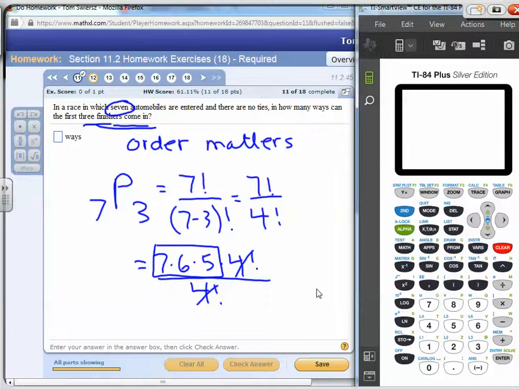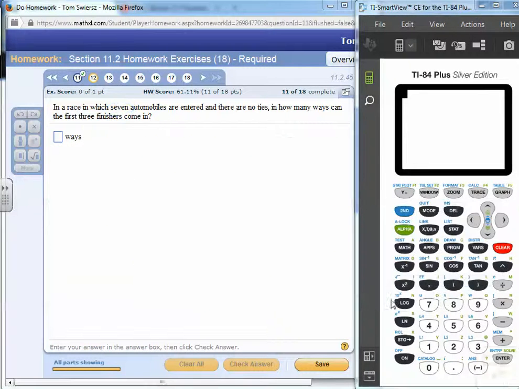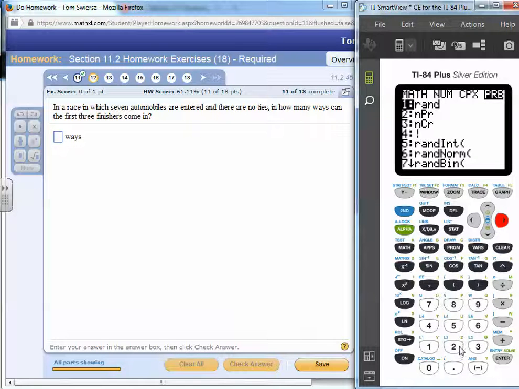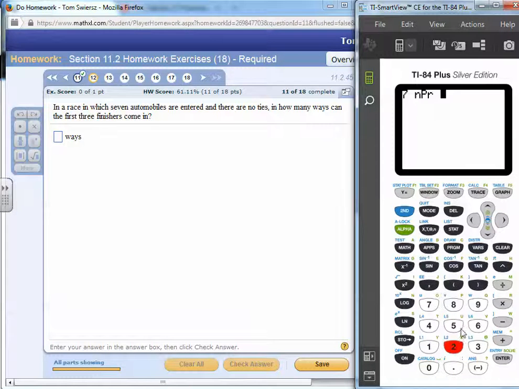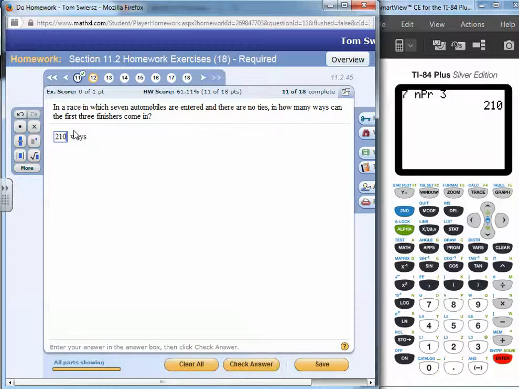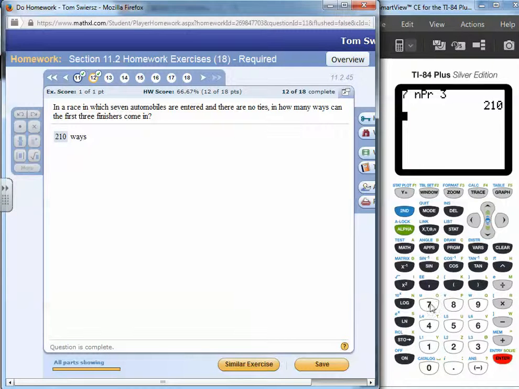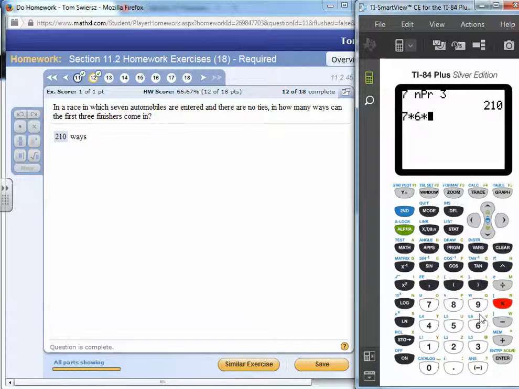Again, you put in the total number you're working with, which is 7, and then you go over to Math, PRB. We're doing a permutation, and we're selecting 3, the first 3 finishers, and there's the number of ways, 210. Or the other way, 7 times 6 times 5, of course, gives you 210.